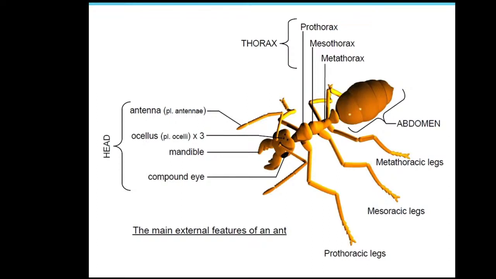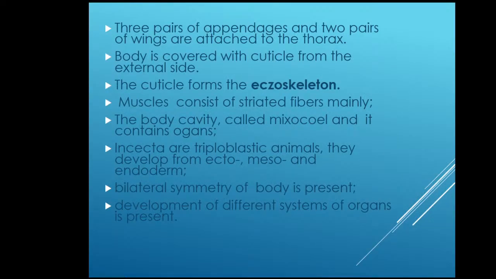The thorax consists of three segments: prothorax, mesothorax, and metathorax. Each segment carries one pair of legs, and two segments carry a pair of wings. After the thorax, the segmented abdomen is present. So, three pairs of appendages and two pairs of wings are attached to the thorax.